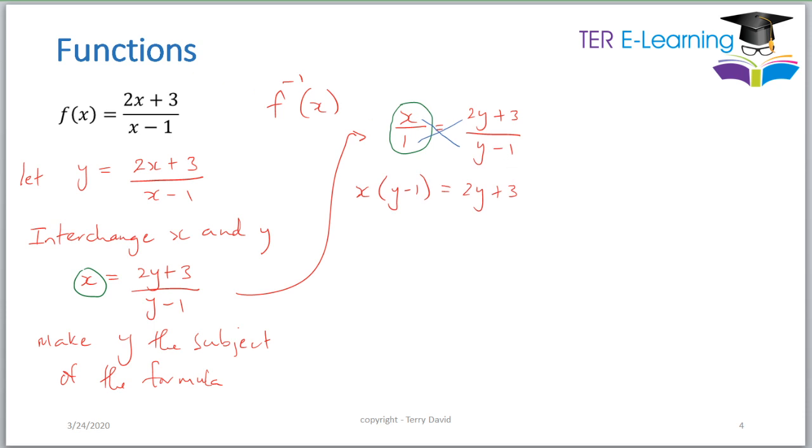Now, next thing I need to do, I need to remove these brackets here using the distributive law. So I'm going to say x multiplied by y, this will give me xy. And then x by minus 1 will give me minus x, which is equal to 2y plus 3.